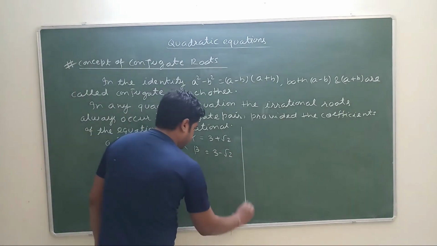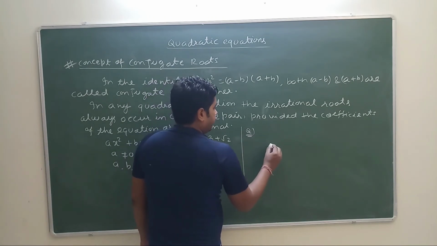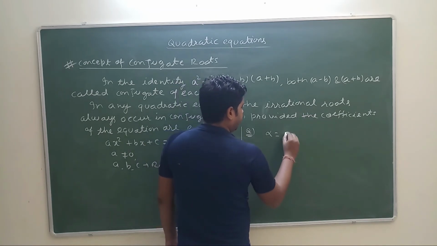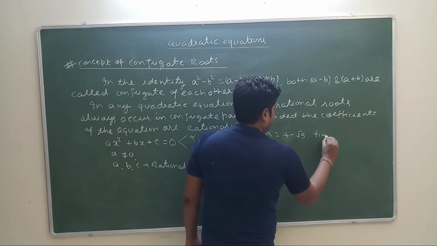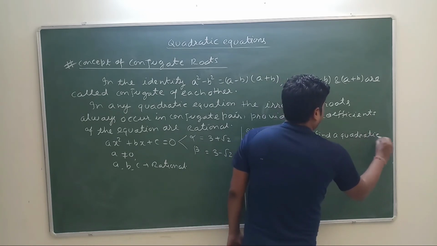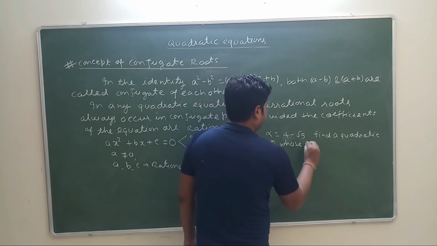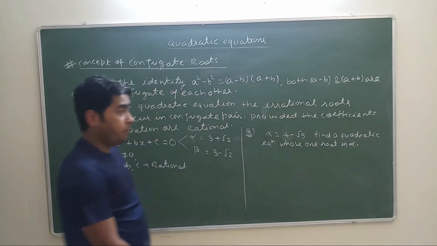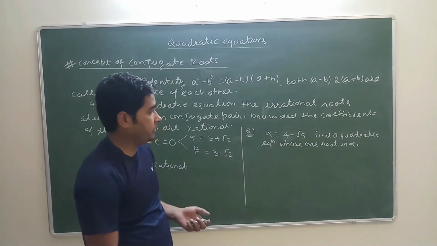Now let me give a question based on this concept. Suppose, as an example, alpha is 4 minus root 5 and they say find a quadratic equation whose one root is alpha. You may think that it is not confirmed whether A, B, C are rational or not. It is not given in the question.